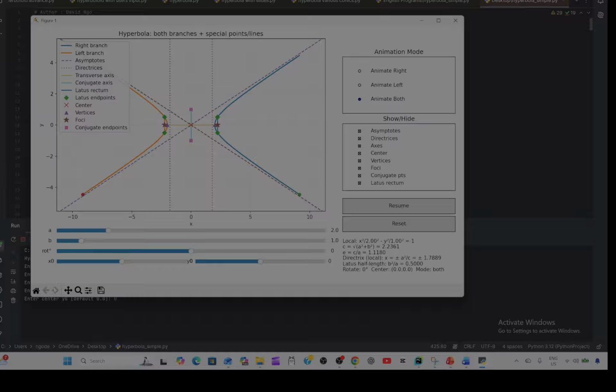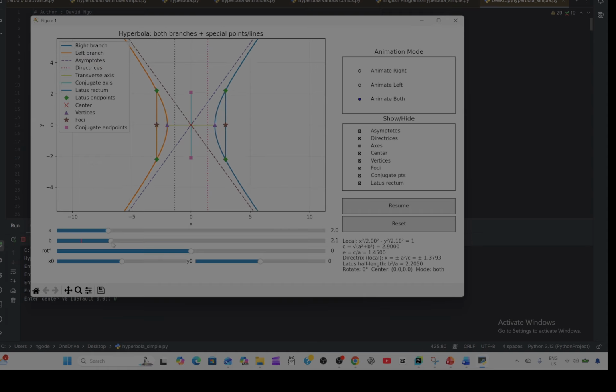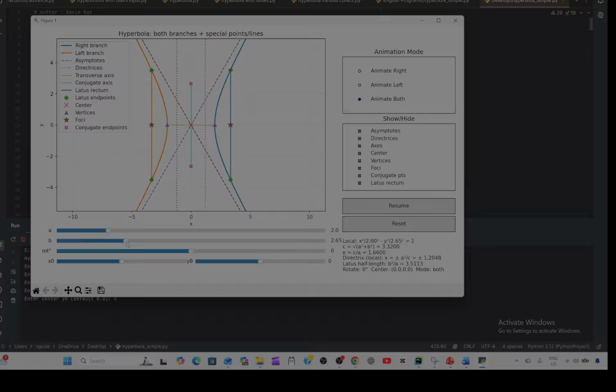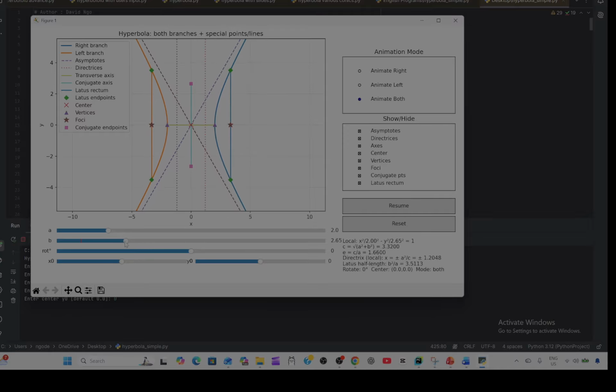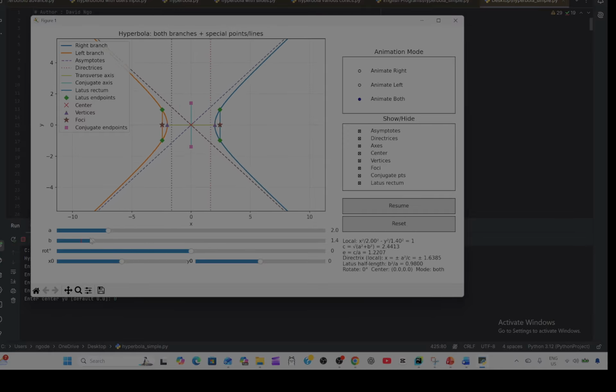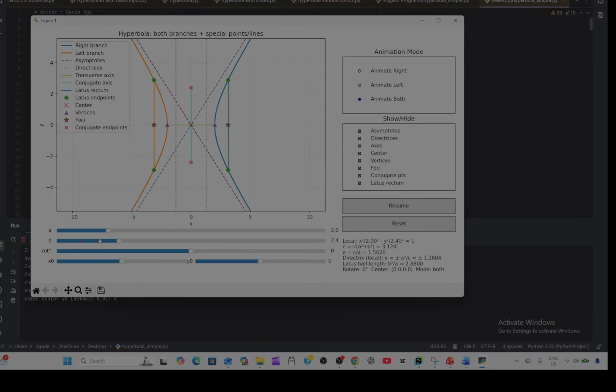Okay, B, what is B? When you increase B, what happens? And when you reduce B, what happens? Look at it. When you increase B, you see the hyperbola getting taller, right? They're getting taller and taller, and all the points change accordingly.